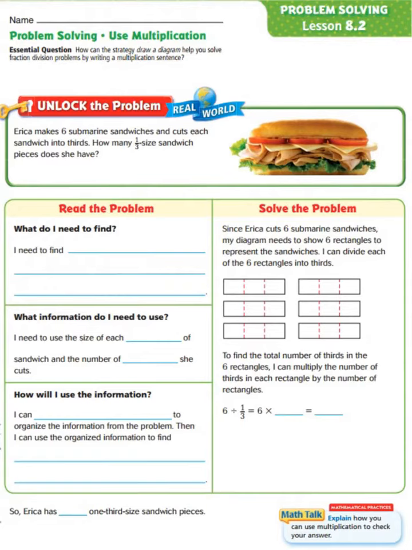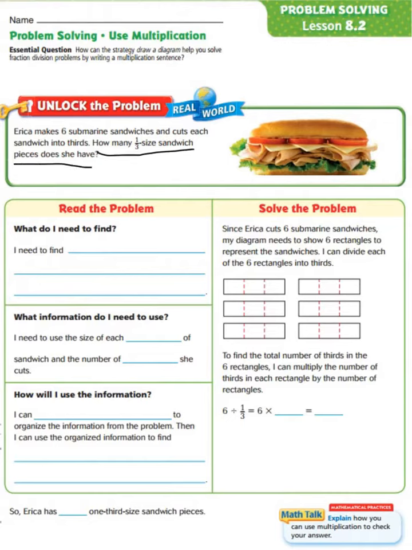So we're going to get started by taking our look at our Unlock the Problem. It says, Erica makes 6 submarine sandwiches and cuts each sandwich into thirds. How many 1/3 size sandwich pieces does she have? Well, we know we need to get started by figuring out what our question is that we need to answer. And we always identify that by the question mark. How many 1/3 size sandwich pieces does she have?